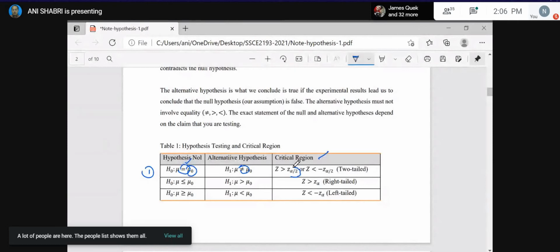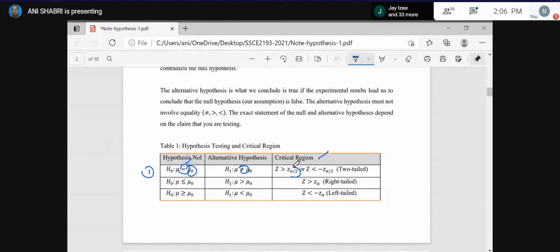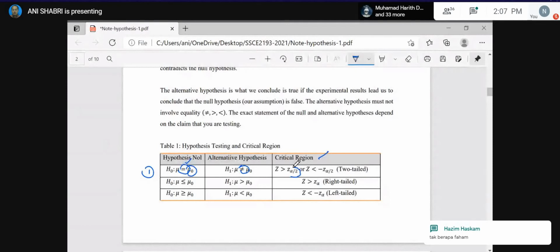Ada tak orang nak masuk lagi ni? Tak ada. Okey, dah ada 24. Kita buat. Okey, faham tak ni setakat ni? Tak faham. Nanti kita tengok contoh supaya lebih faham. Okey, tak apa.